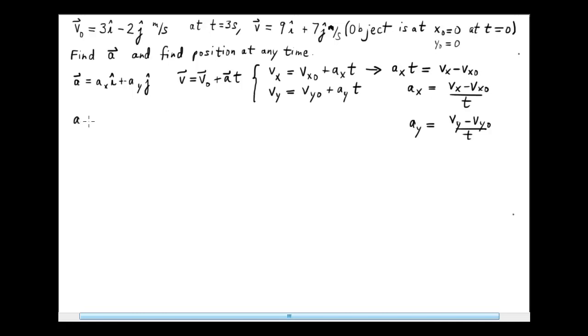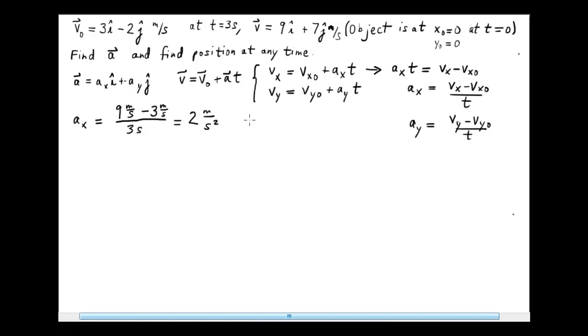So I'll do it over here. Ax then equals, in the numerator, vx is the x component of the final velocity vector. That would be 9 meters per second, minus vx0, which is the x component of the v0 vector. That would be 3 meters per second. The time, of course, is 3 seconds. So what do we have here? 9 minus 3 is 6. So 6 over 3 is 2. So we've got 2 meters per second squared. And I know that because the unit in the numerator is meters per second and then seconds in the denominator.